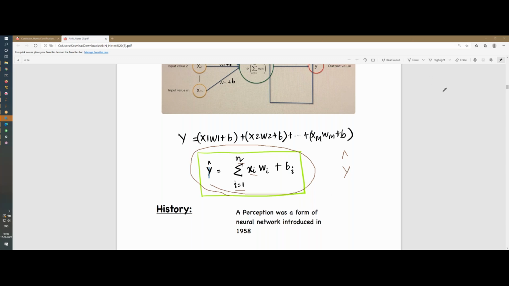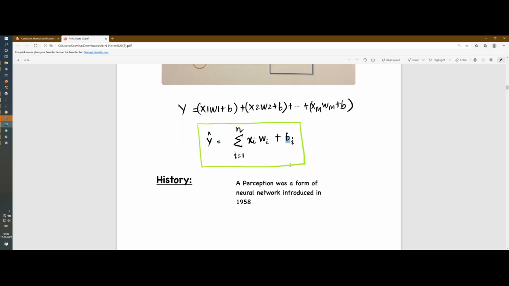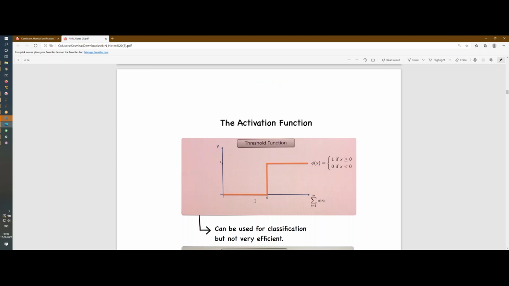This is how a basic neural network looks, the architecture of a basic neural network or a perceptron. This is the architecture of a perceptron. We will revise this again, but let us understand some more theory about it. So what is the history of the perceptron? A perceptron, a form of neural network, was introduced in 1958. Perceptron was introduced in 1958.